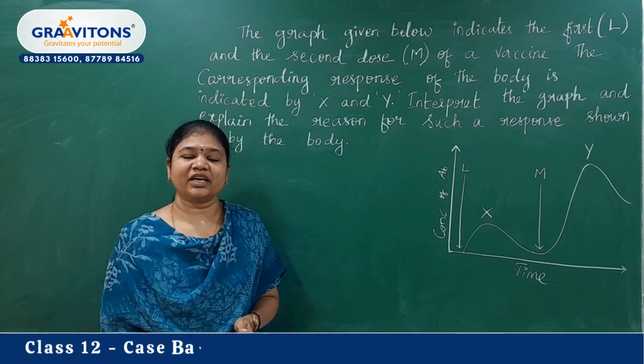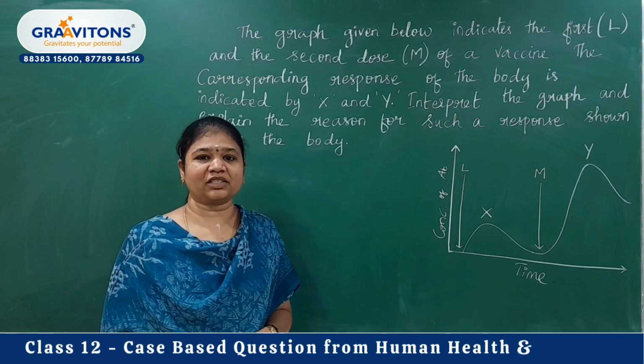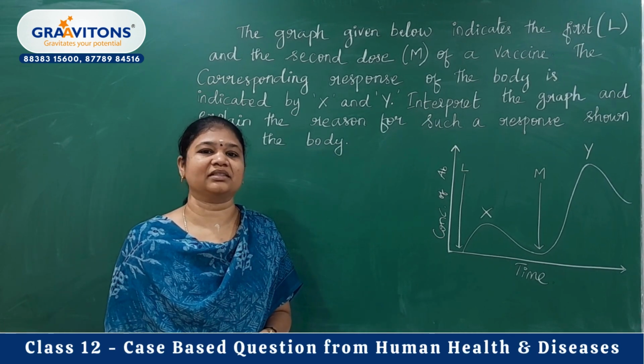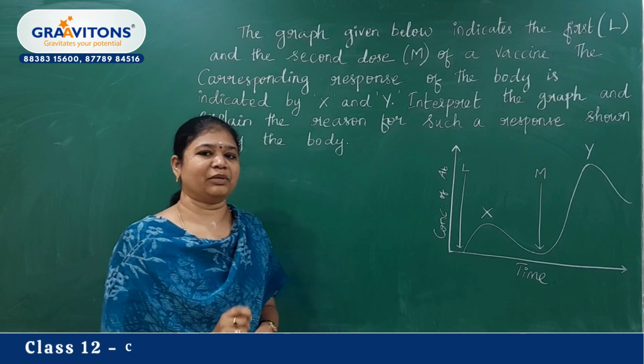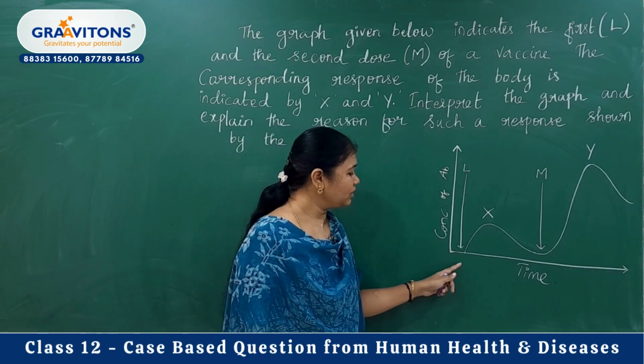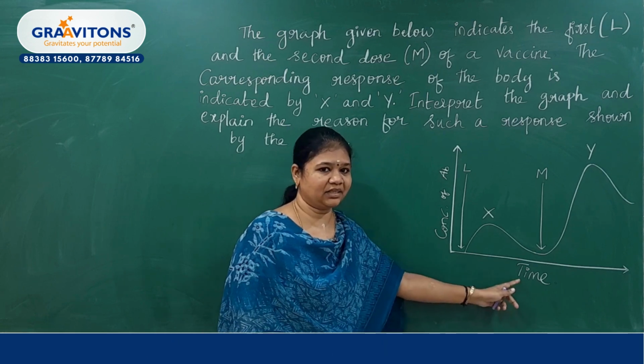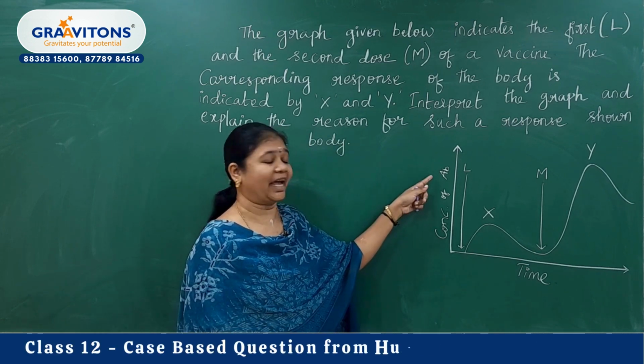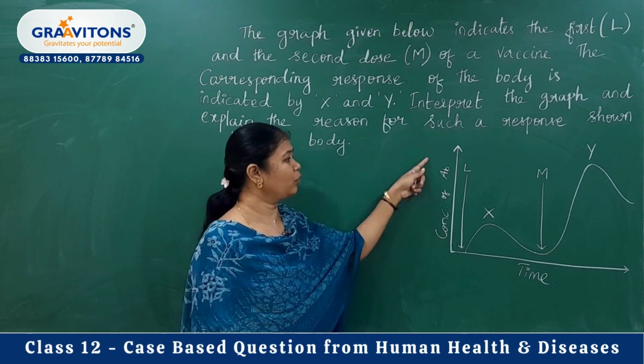Hi students, today we are going to solve a case-based question from the chapter Human Health and Diseases. The question is based on a graph. So here is the graph. They have plotted the time on the x-axis and concentration of antibodies produced on the y-axis.